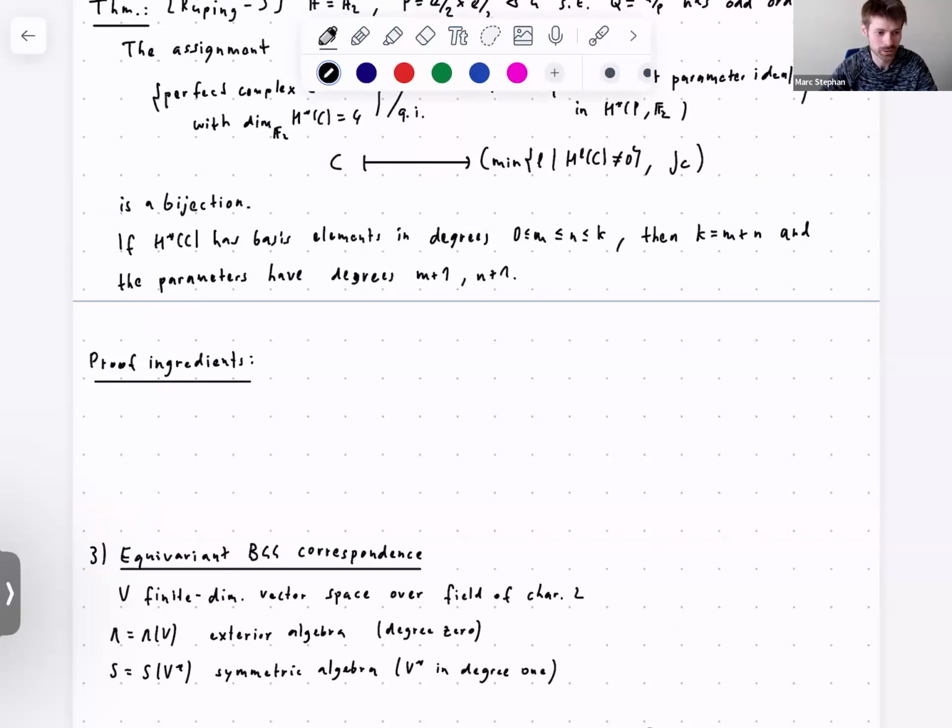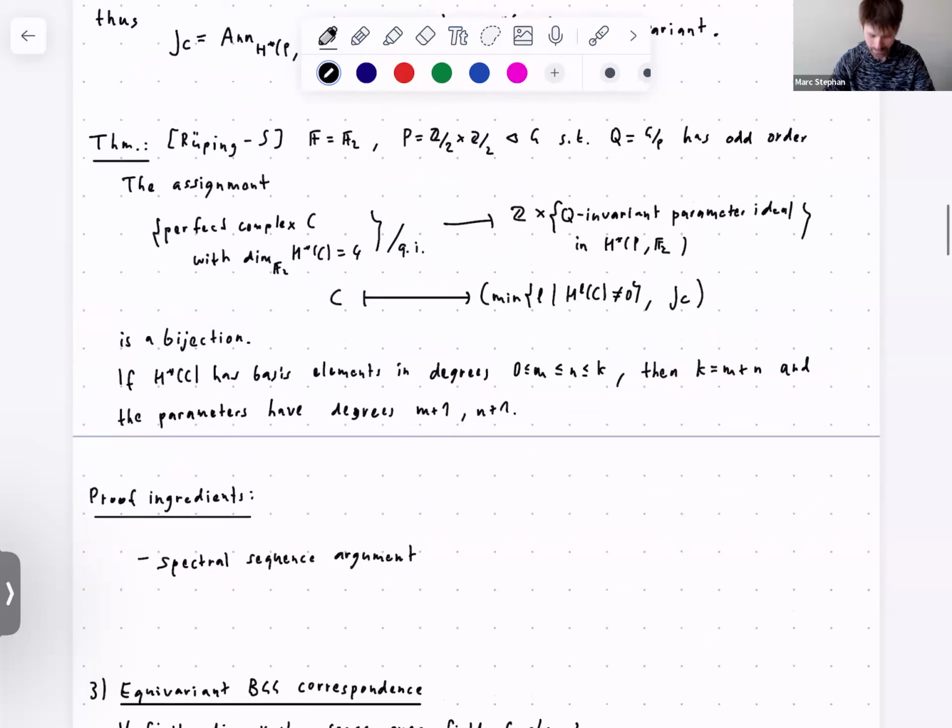Now, in order to prove this result, we have a spectral sequence argument where we filter the cochain complex by powers of the augmentation ideal of the group ring for P. And because we have this assumption that the homology is four-dimensional, it turns out that the spectral sequence collapses on the E2 page. And then with some help of commutative algebra, you'll get that this annihilator ideal must be a parameter ideal. So I will not say much more about this.